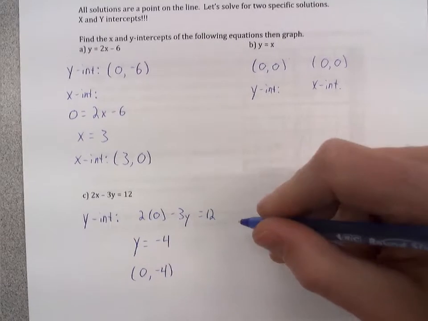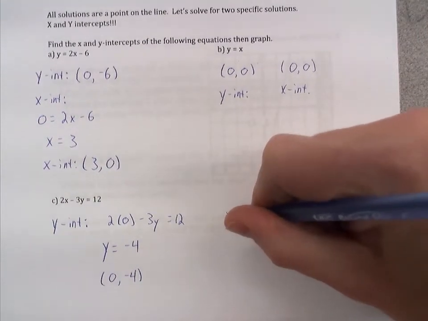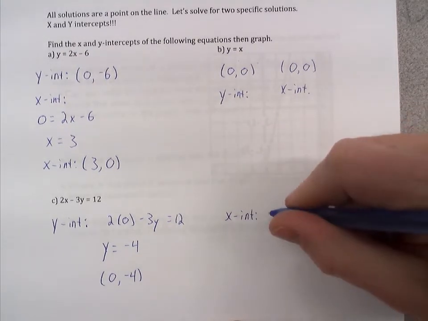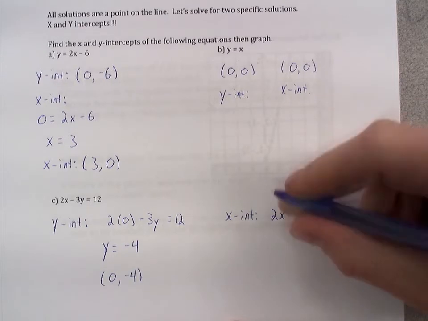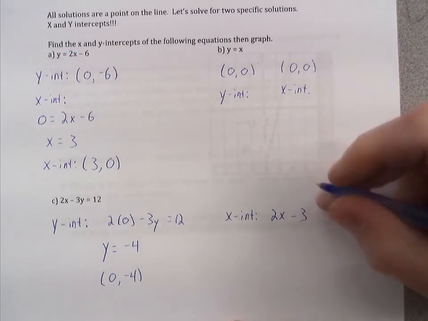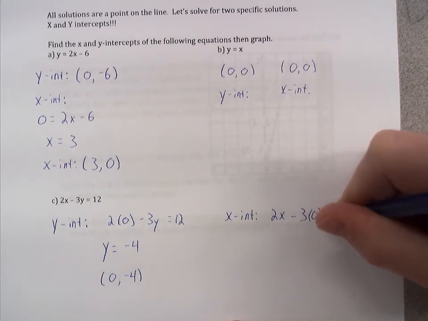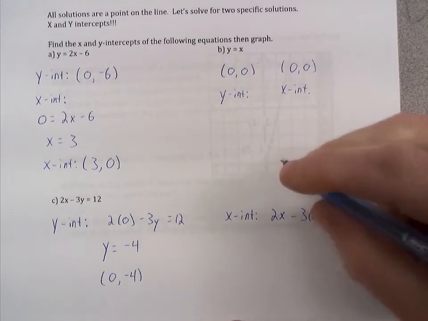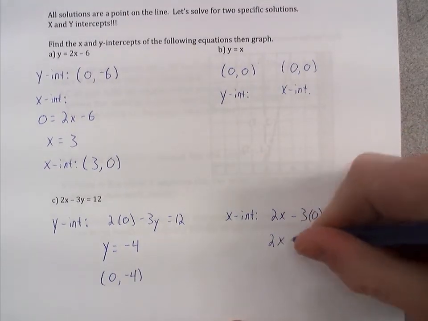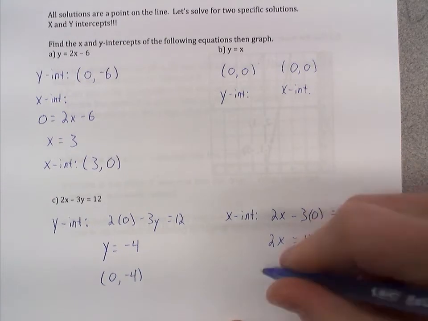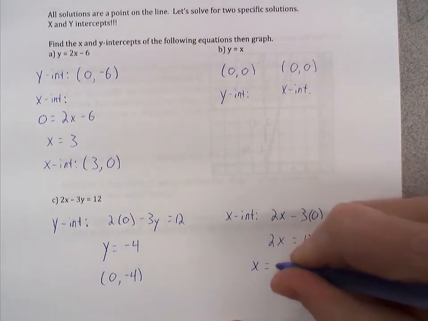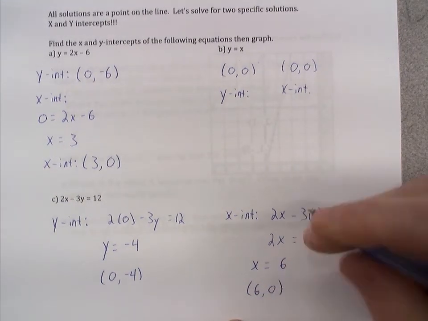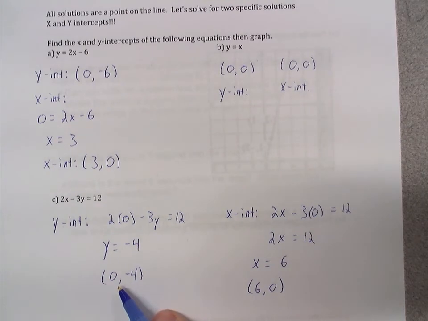And now I can do the exact same thing for the x-intercept, only this time I am now going to substitute 0 in for y. So I've got 2x minus 3 times 0. That's going to be equal to 12, which means 2x is equal to 12. Therefore, x is going to be equal to 6, and the coordinates would be 6, 0. And both of these coordinates are on the same line.